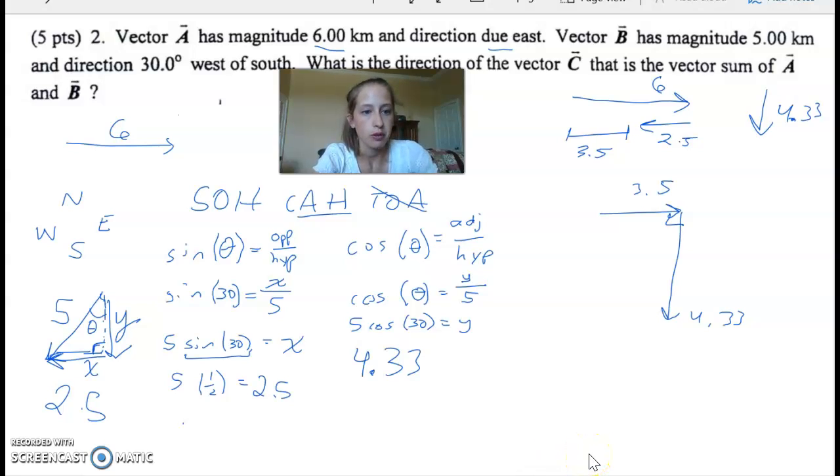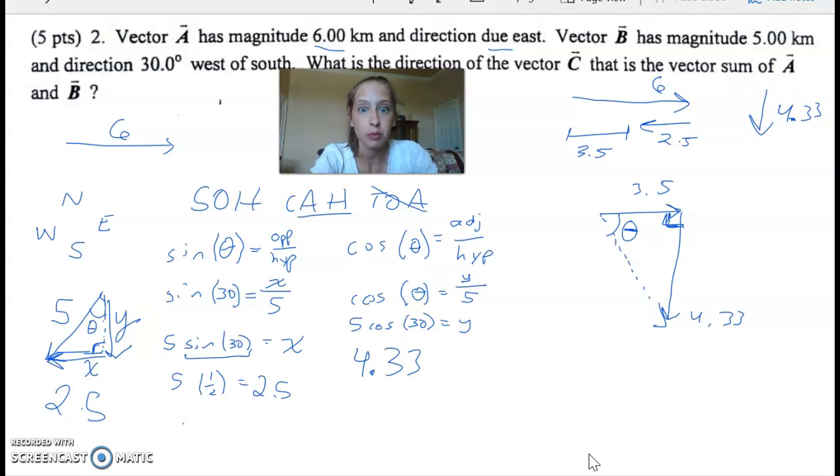And we're wondering, how far are we from where we started? Actually, no, we're wondering the angle, right? What is the direction? So we need to find this angle. We know that's 3.5. We know this is a right angle because over and down are right angles to each other. That's why we split that 5 into its x and y components. And we know that this length is 4.33.